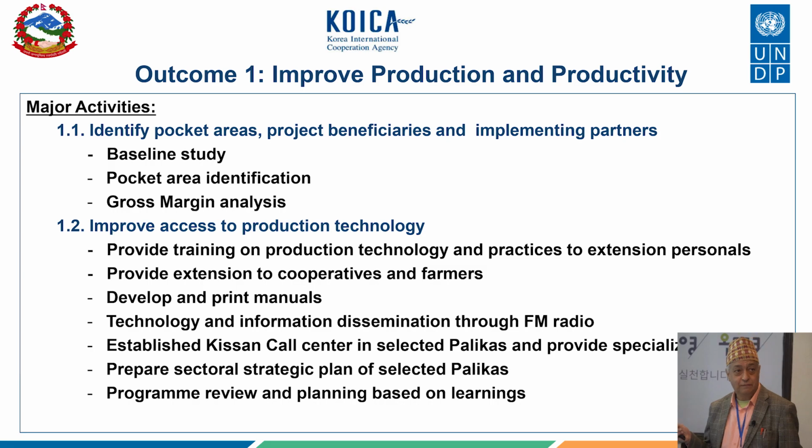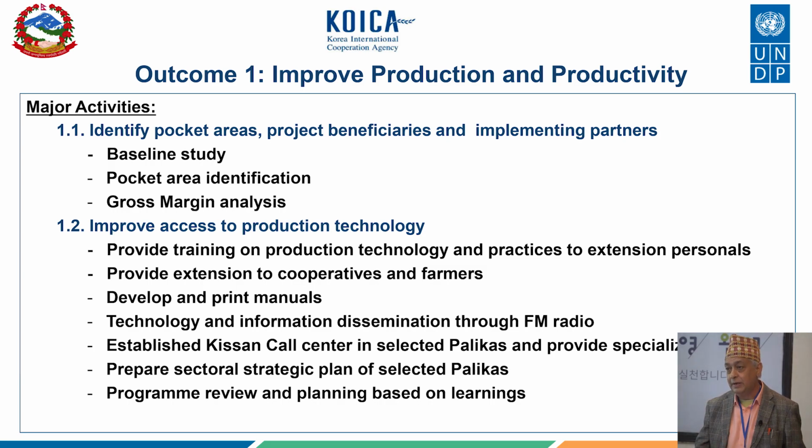So I will just briefly elaborate at the activities level, what activities we did in each individual outcome. For outcome 1, improve production and productivity, our major activity was to identify pocket areas, project beneficiaries and implementing partners. We did that in the beginning of the project. So we completed the baseline study. We now have the baseline study report in hand. That baseline study also identified the pocket areas. So we are working with 185 pocket areas which the baseline identified.